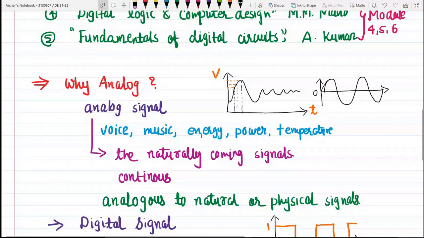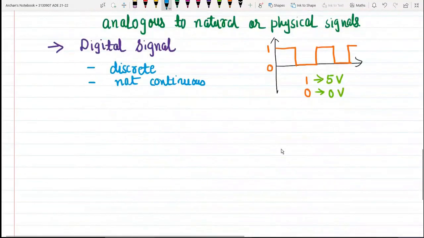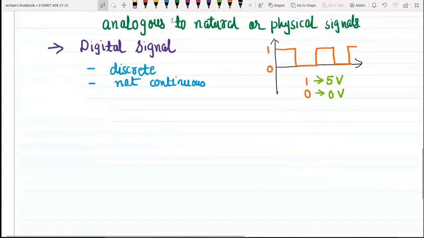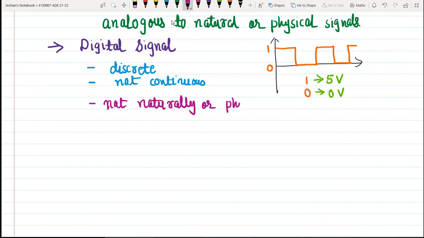Okay, voice, music, energy, these are naturally coming signals, naturally occurring signals, and digital signals are not the natural one, right? So these are not naturally or physically occurring signals.